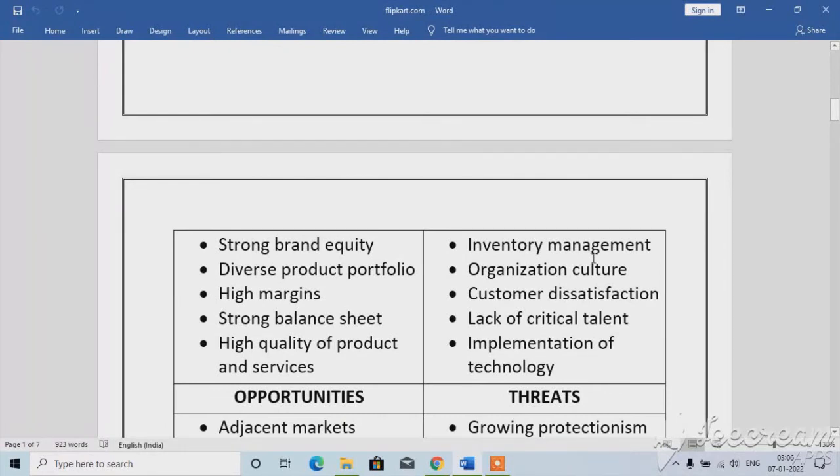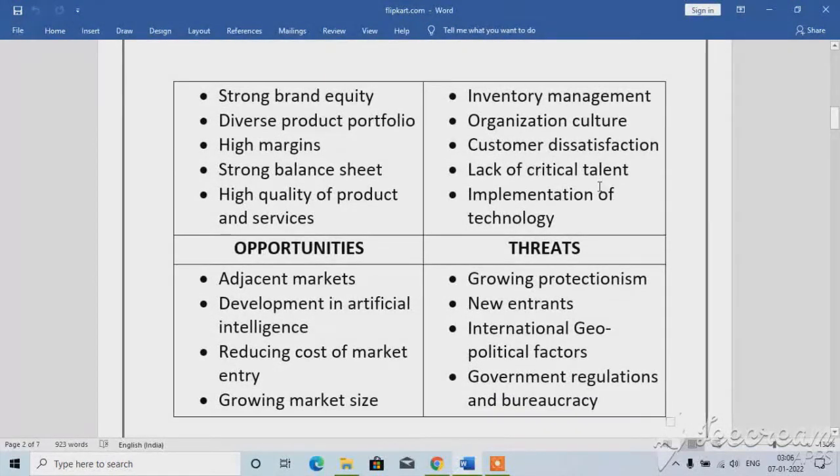After the strengths and weaknesses, opportunities for Flipkart are: first, adjacent markets; second, development in artificial intelligence; third, reducing cost of market entry; and the last, growing market size. And the threats: first, growing protectionism; second, new entrants in the industries; third, international political factors; and the fourth, government regulations and bureaucracy.